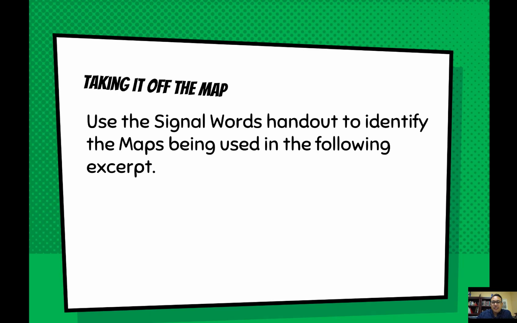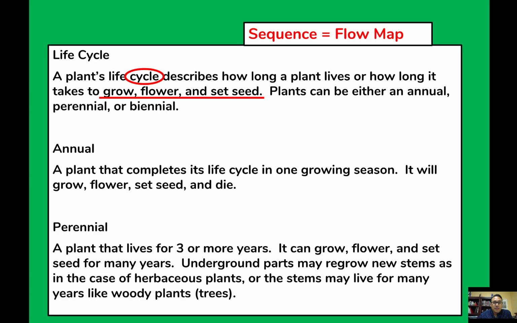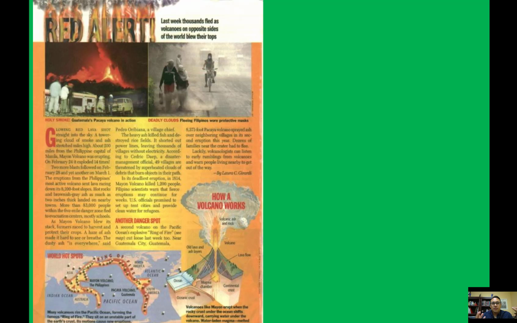All right, so you're going to take the signal words handout to identify the maps being used in the following excerpt to practice. Okay, so read this excerpt and you'll realize that there are certain signal words here, right, that show a sequence, which equals a flow map. There's also these classifications or types, which are a tree map, and underneath all this are the details for the tree and flow maps.